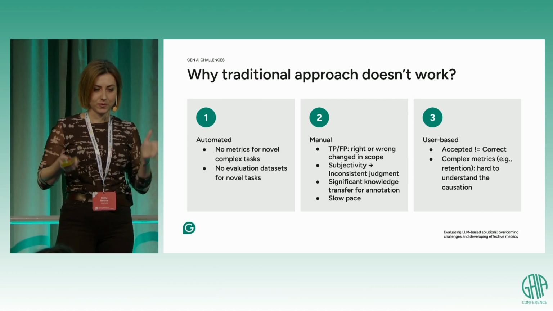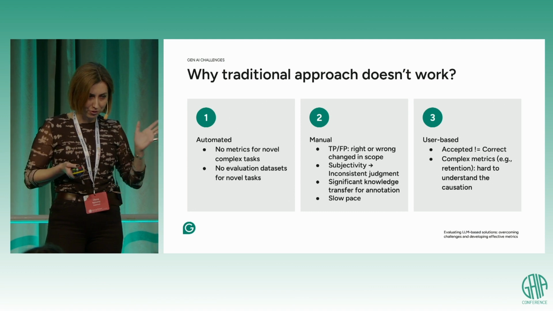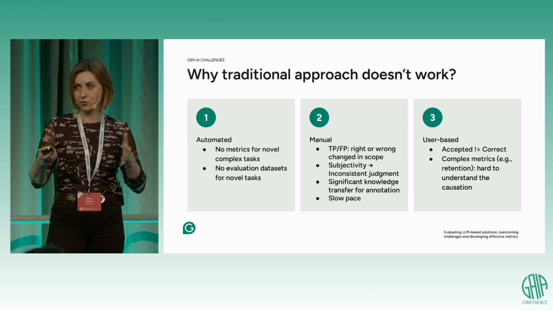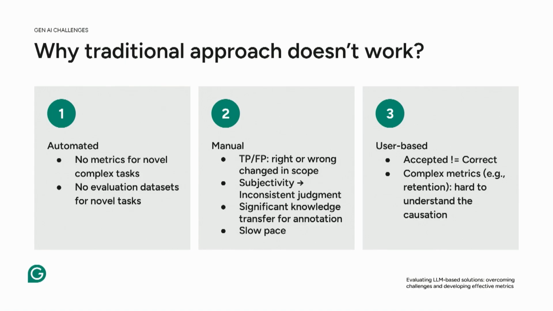User-based metrics. Going back to this acceptance rate, what users accept is not always correct. So you have to look into the nature of things and understand why users are actually doing that. Whether they really like it or not, or whether they just accepted it because they trust your product. And it's hard to understand the causation. So the metrics have changed. What's the reason? Is it because of a quality boost, or did users just decide today to accept everything?